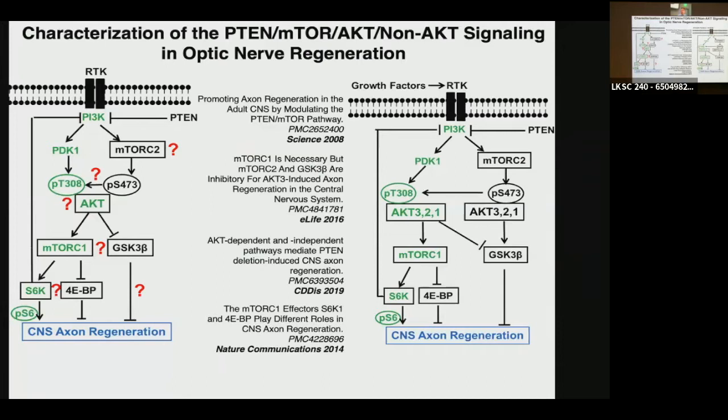However, although we answered all these questions and published all these papers, we still don't know exactly how it works, because PTEN is a tumor suppressor gene. It generally activates proliferation. So how can we find a way to allow only the regeneration to happen, but not activate the tumor formation pathways? That's the question.